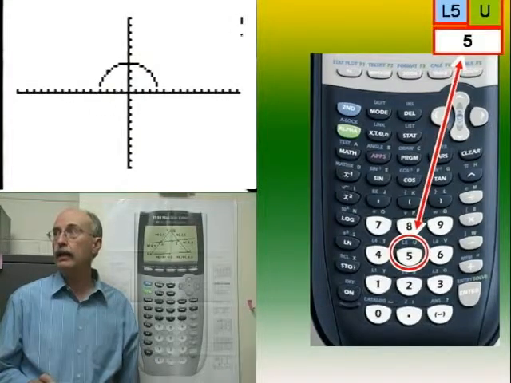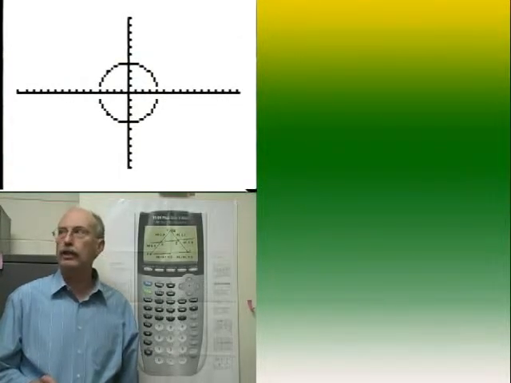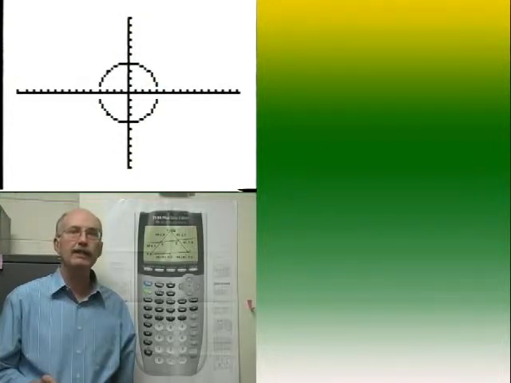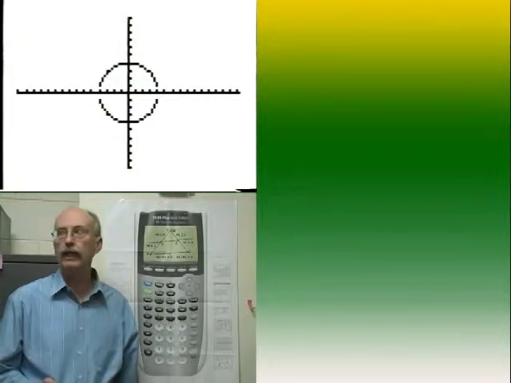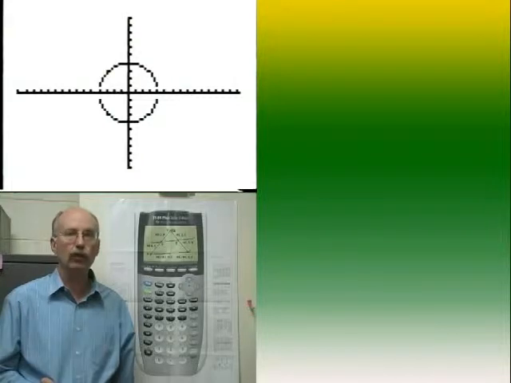And now you can see that it's adjusted the tick marks so that the tick marks up and down are spaced identically to the tick marks left and right. And our circle now really looks like a circle.